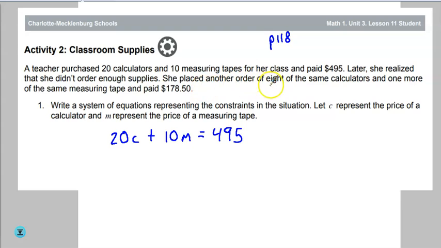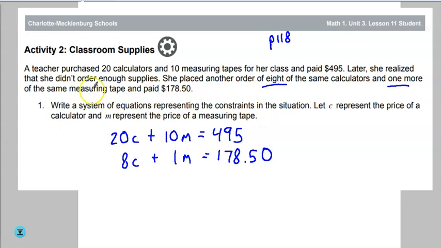She placed an order, she didn't have enough, so she did another order. Same calculators, same measuring tape, but this time she got 8 calculators and 1 measuring tape. And this time she paid $178.50.